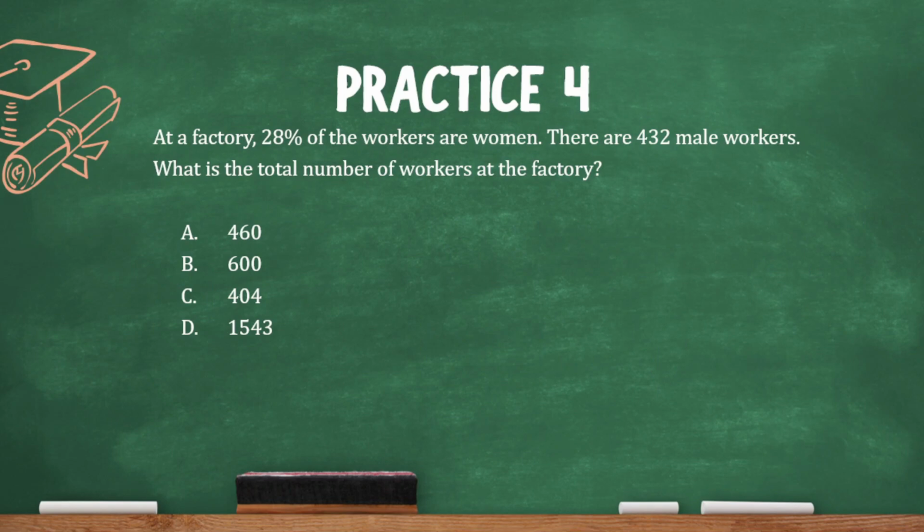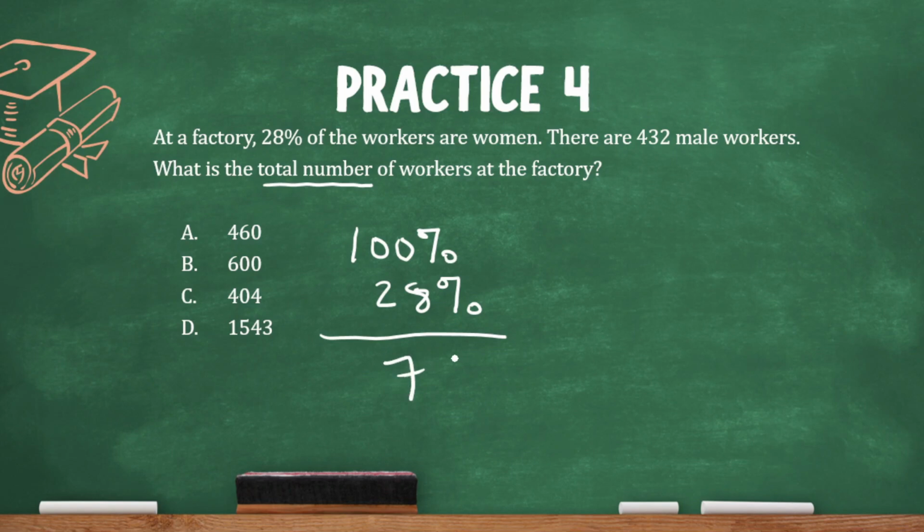At a factory, 28% of the workers are women. There are 432 male workers. What is the total number of workers at the factory? So the total number of workers would be 100%, right? And if we know that 28% of them are women, if we subtract 28% from 100, we'll find the percent that's male, 72. So 72% of the workers are male, and we know the number of male workers too.